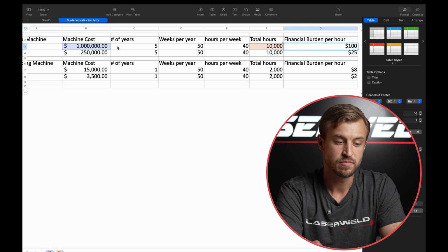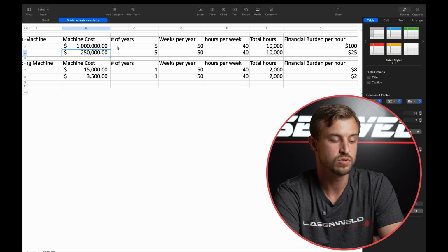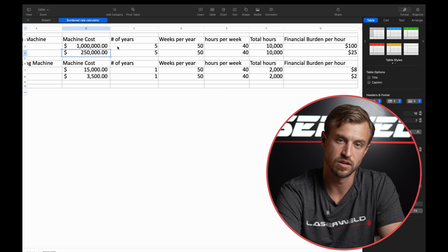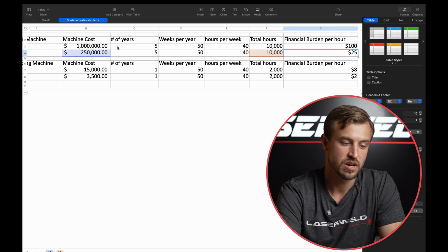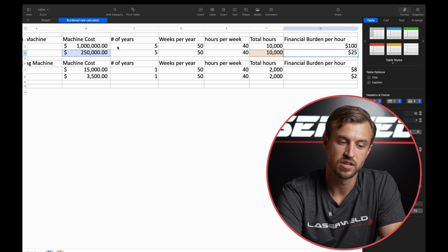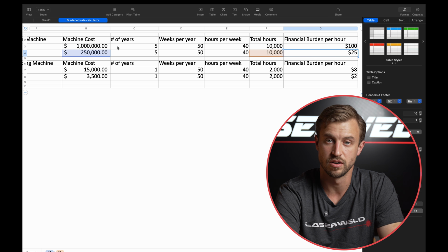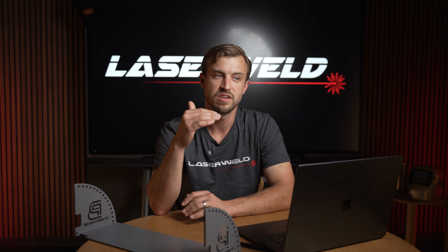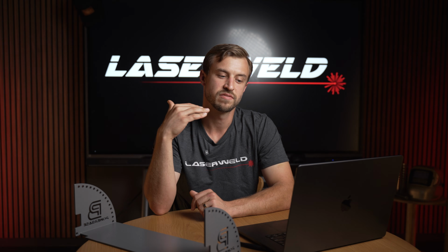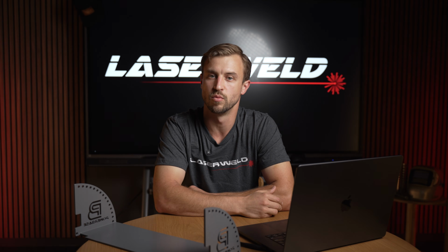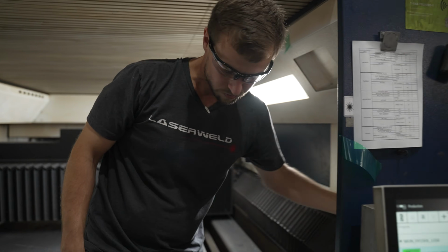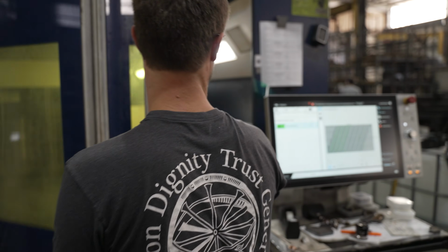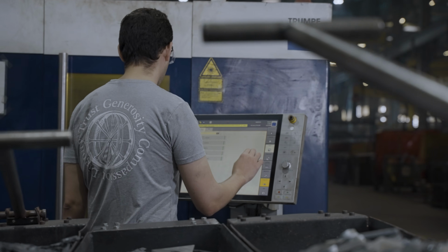So let's look at the same situation, but if you're able to find a used laser at $250,000 instead of $1 million, we run the same calculation. 250,000 divided by 10,000 hours gives you $25 an hour for you to pay off that machine in 5 years. So you see how even if that machine maybe was slower, you have $75 more an hour to work with. As a business owner, you have to make those calculations. Is the machine good enough to do your job and to get it done right and on time? Maybe that used machine works out for you.